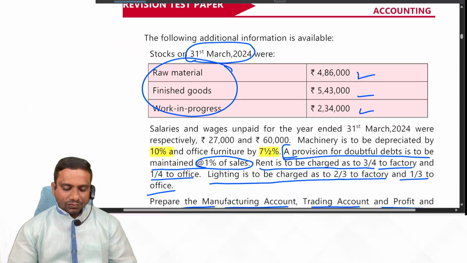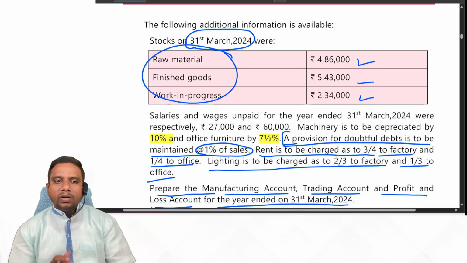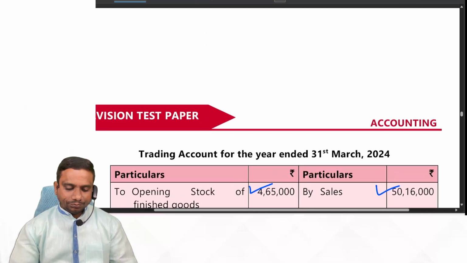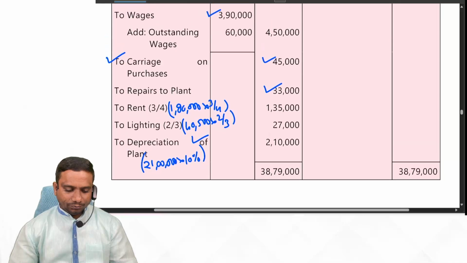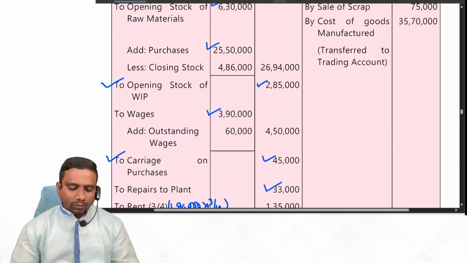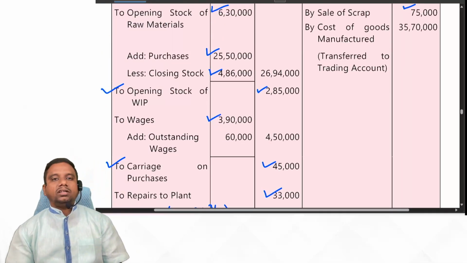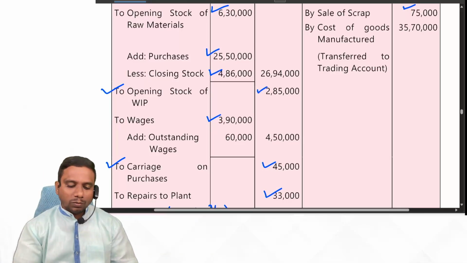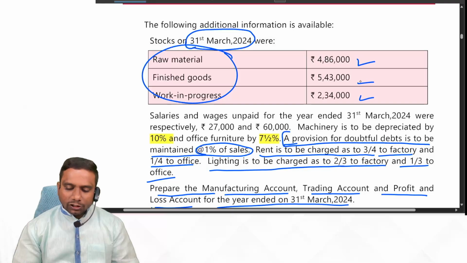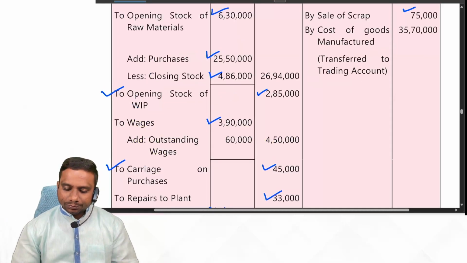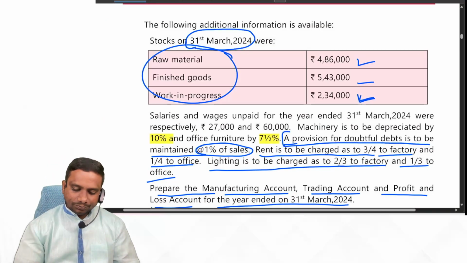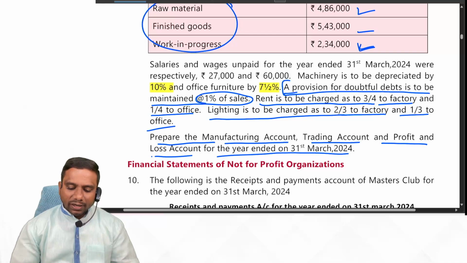Next, look at the closing information they have given. Raw material closing inventory, yes. It is deducted from raw material consumed, and again the same closing stock is shown on the asset side of the balance sheet. Next one, finished goods, trading account credit side. Work in progress, it is on the credit side of the manufacturing account.